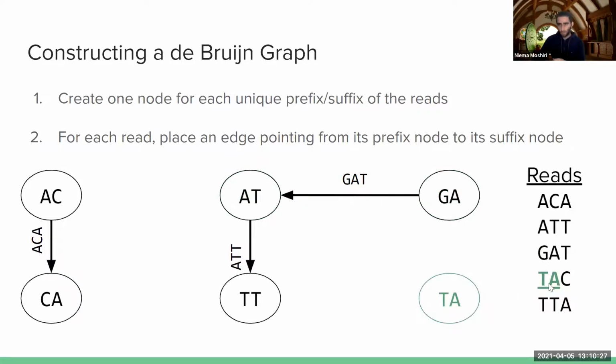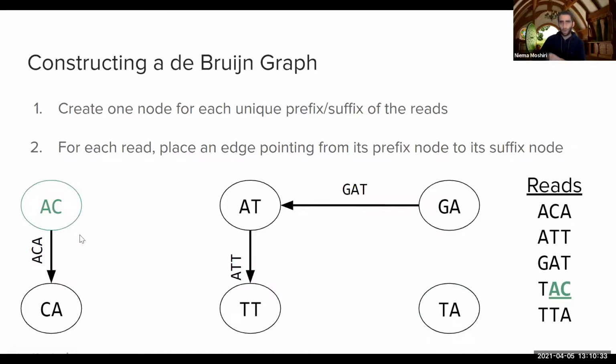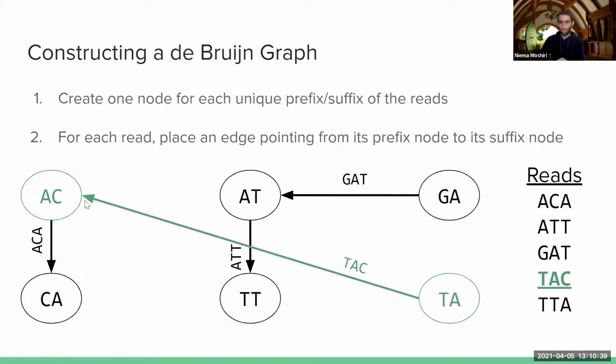TAC: TA is the prefix. I haven't seen it yet, so I create a new node. AC, I have seen, so I don't create a new node, I just reuse the existing one. And then TAC is a link from TA to AC. And then the last one, TTA. I already have TT, so I don't create a new node. I already have TA, so I don't create a new node. And then TTA is a link from TT to TA.